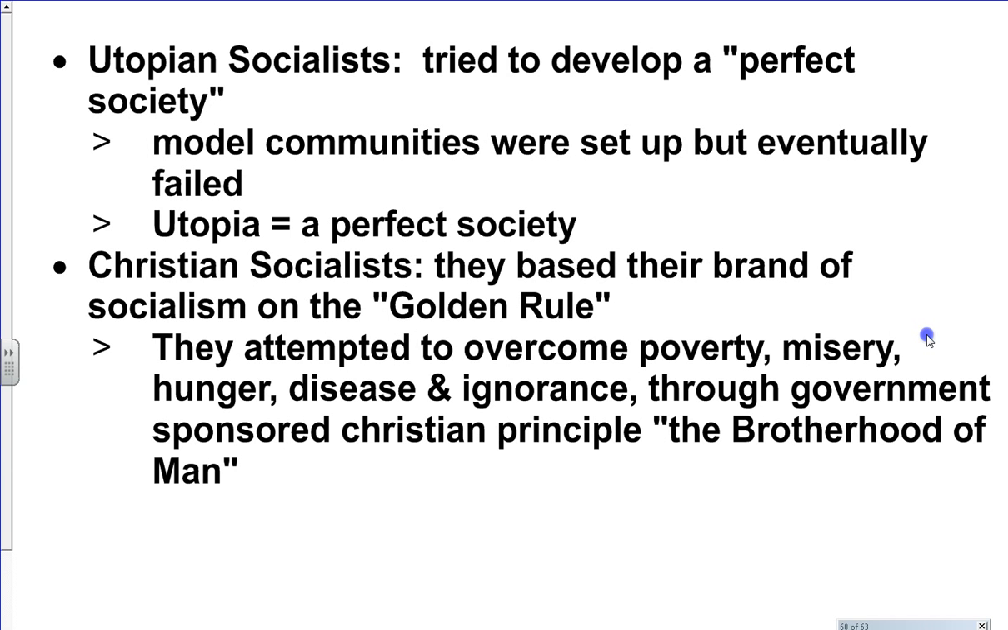Okay, Utopian Socialists, and this is a model that popped up all over the place in the 19th century, which tried to develop a perfect society. That is what a utopia is. Model communities were set up. They eventually failed. You had Christian socialists who came around. They based their brand of socialism on the golden rule. They attempted to overcome poverty, misery, hunger, disease, and ignorance through government-sponsored Christian principles, the brotherhood of man. So it was trying to have government influence the end of poverty and hunger and disease.